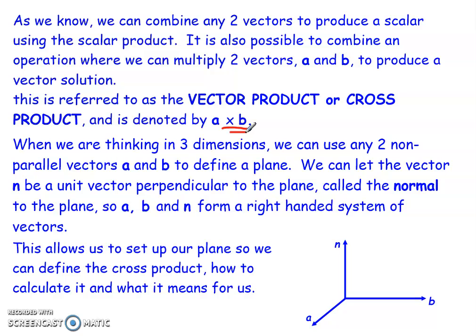This allows us to set up a plane so that we can define the cross product, and look at how we calculate it and what it physically means. The way to remember it is that when we do the cross product of A and B, it tells us the normal vector perpendicular to the plane. But first, we can look at a definition of the vector product that incorporates the magnitudes of A and B and the normal vector n, as well as the angle between the two vectors.